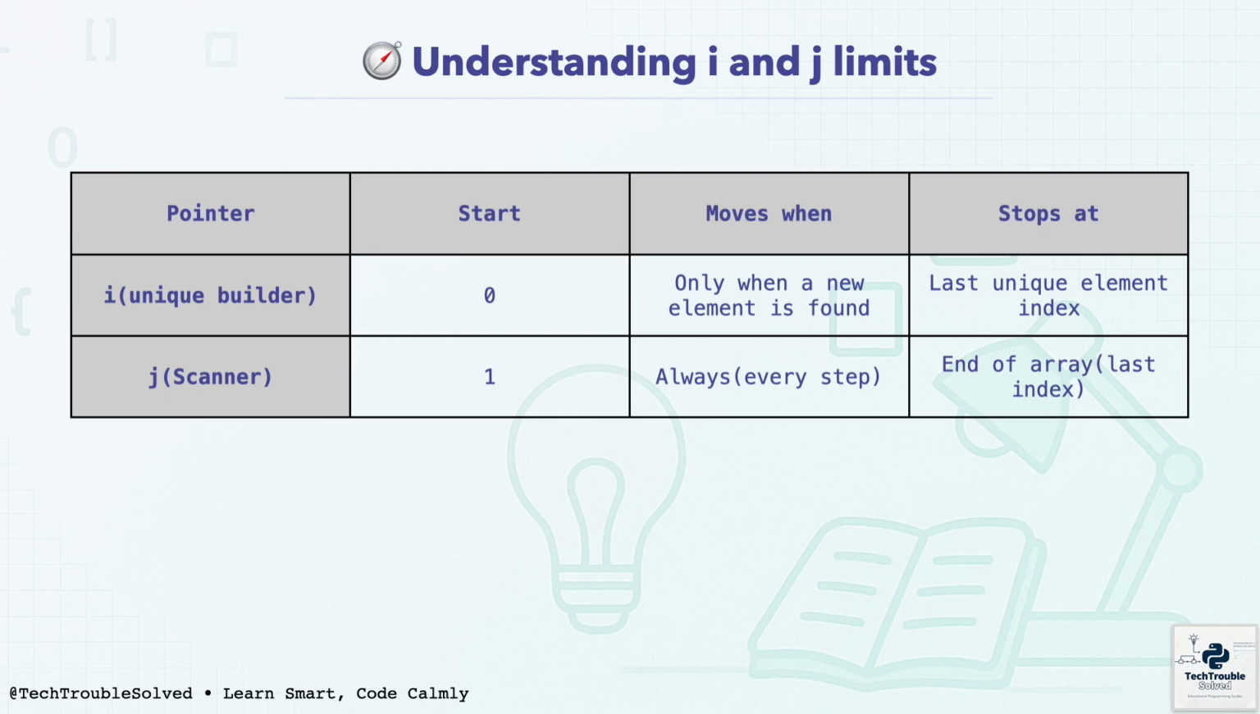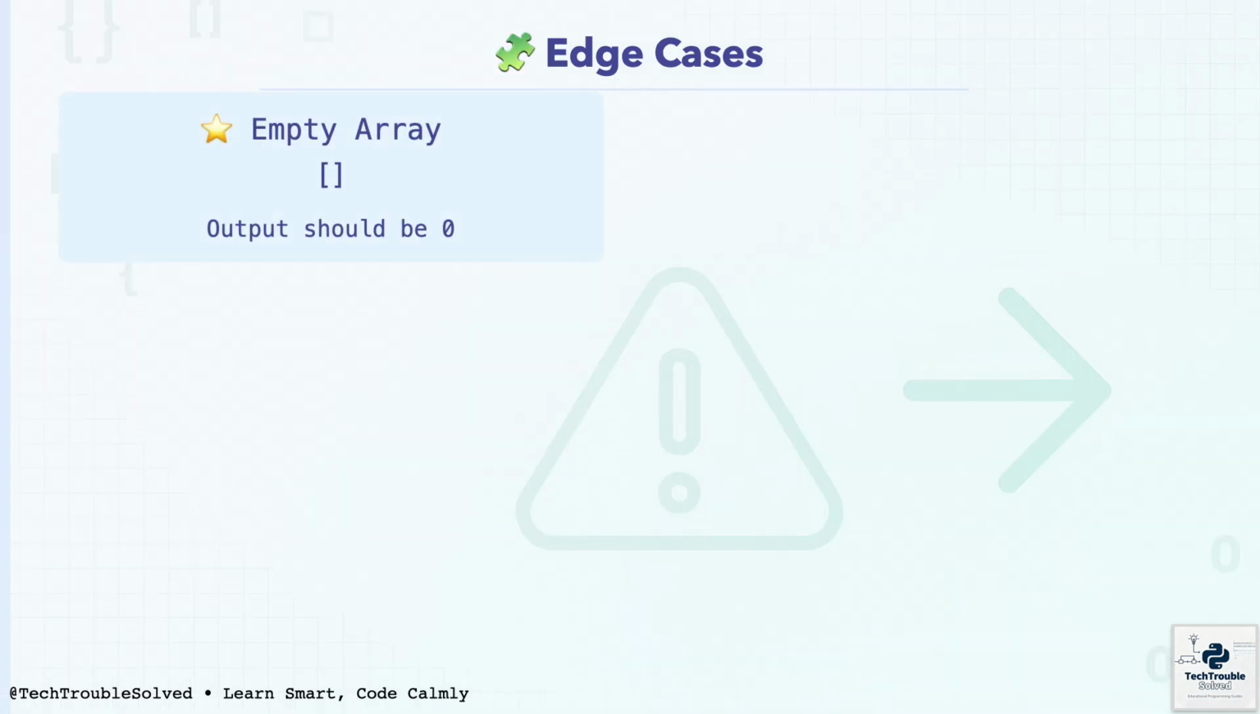So we can see the table here where i, the unique builder, starts at 0, moves only when a new element is found and stops at the last unique element index. And j, the scanner, starts at 1, moves always, that is in every step, and stops at the end of the array, that is the last index. Now let's look at the different edge cases.